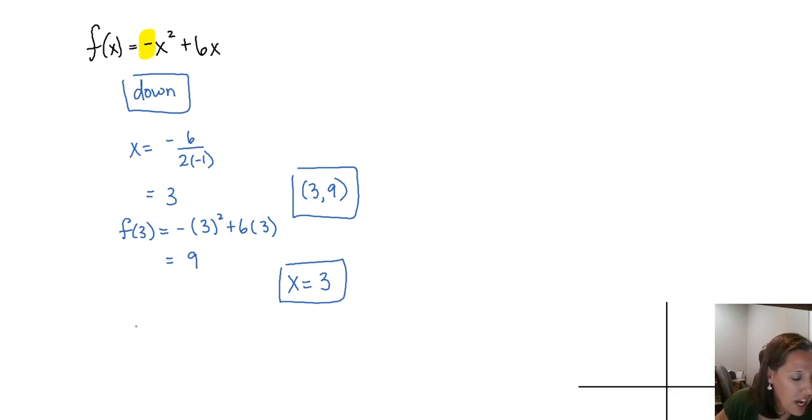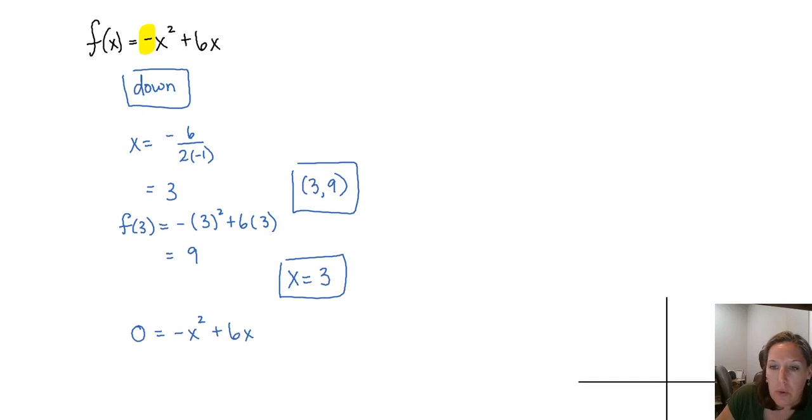All right, once we find our axis of symmetry, we can find our x-intercepts. Remember, x-intercepts are going to be the points on the graph that go across the x-axis. And every point on the x-axis has a y value of 0. So we're going to find our x-intercepts by plugging in y equals 0, or putting in 0 for our f of x, and solving for x.